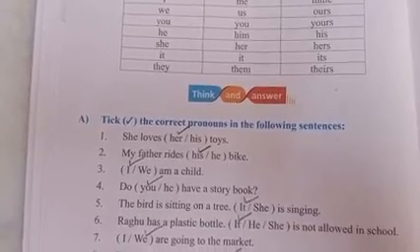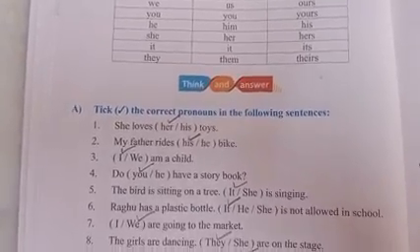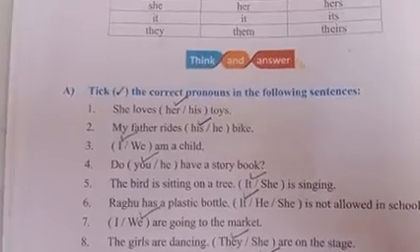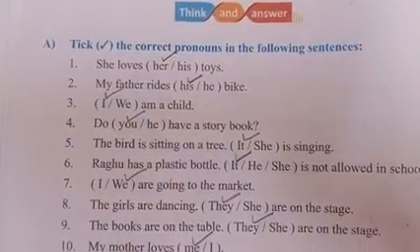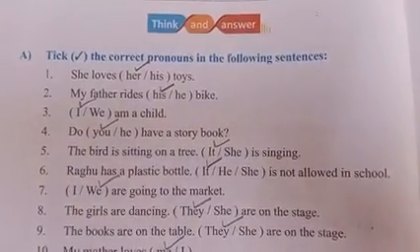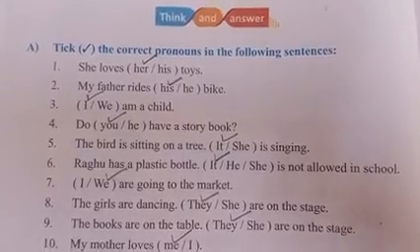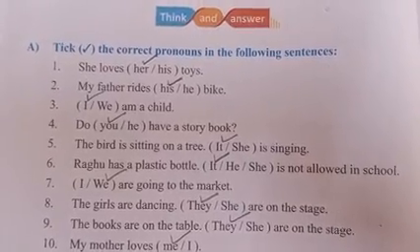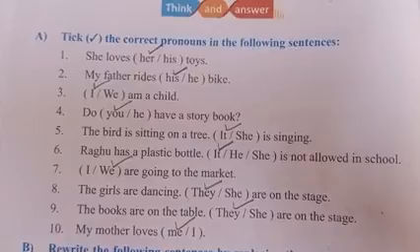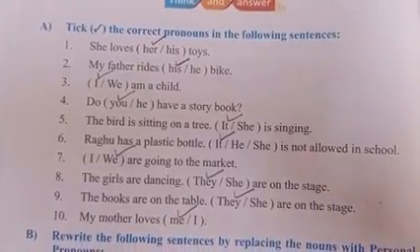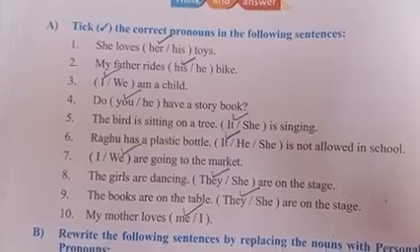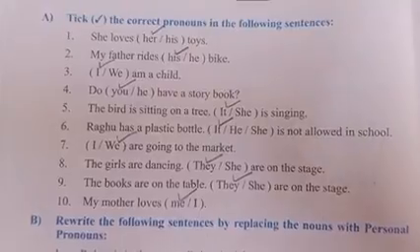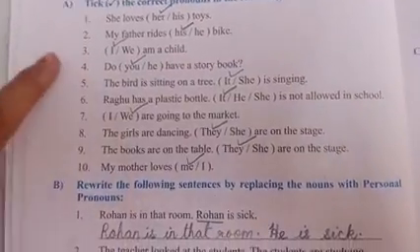I am a child. Do you have a storybook? The bird is sitting on a tree. It is singing. Raghu has a plastic bottle. It is not allowed in school. For plastic bottle, we are using it. We are going to the market. The girls are dancing. They are on the stage. The books are on the table. My mother loves me. Okay, now next exercise.